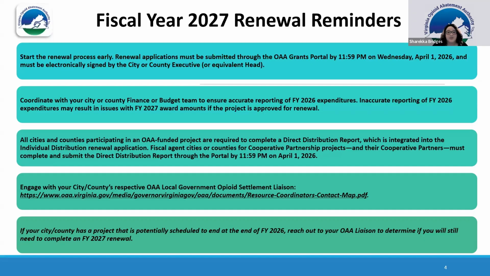Please reach out to your OAA liaison so that we can get some additional information, specifically regarding your expenditures and your progress throughout the FY26 award process, so that we can know if you may need to submit a renewal application for FY27. We would have to review those on a case-by-case scenario to provide guidance on the best plan of action for you to move forward. So please reach out to us as soon as possible if you're in that situation, and we can provide some additional guidance.